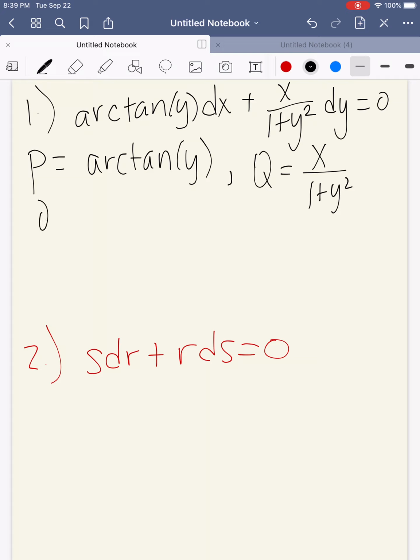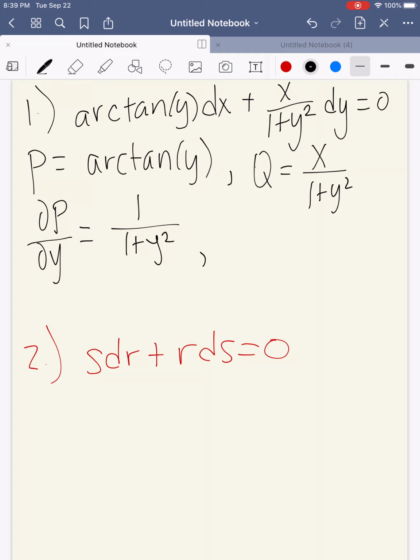So here, partial P, partial y. This is taking the derivative with respect to y. So in this case here, arctan is of y, so we're going to derive this like normal. It won't really look much different. So this, in this case, would be 1 over 1 plus y squared.